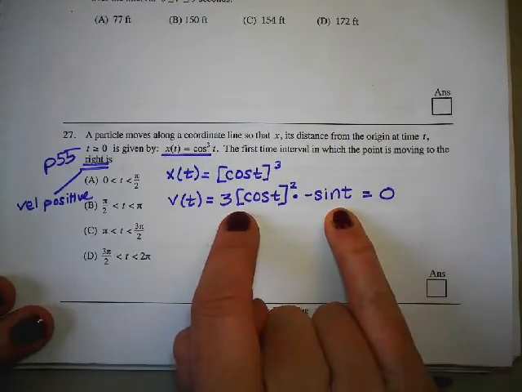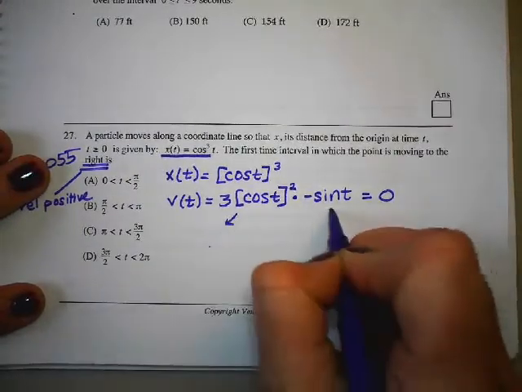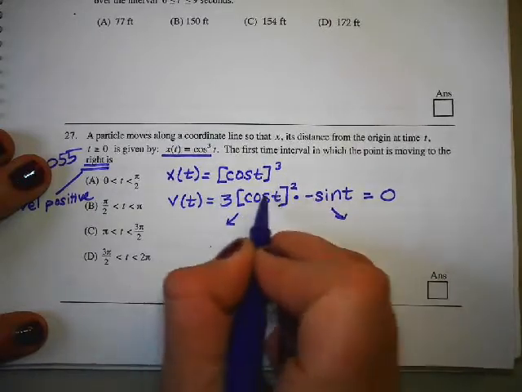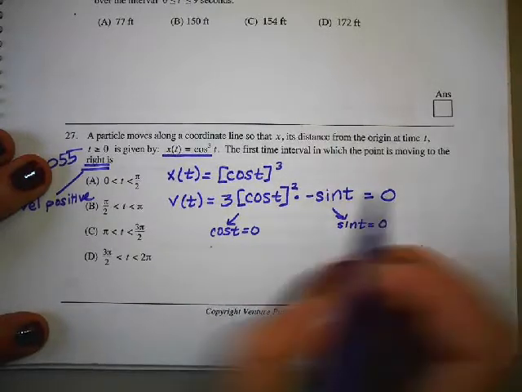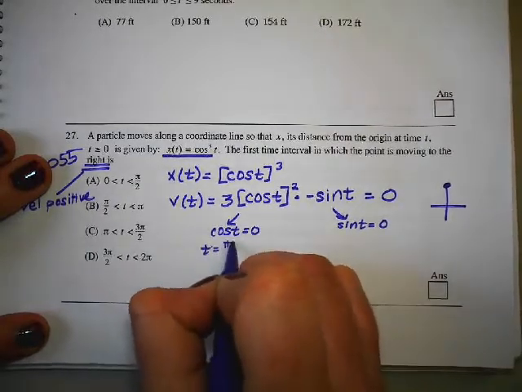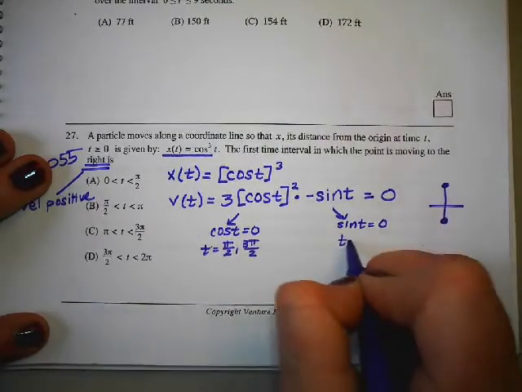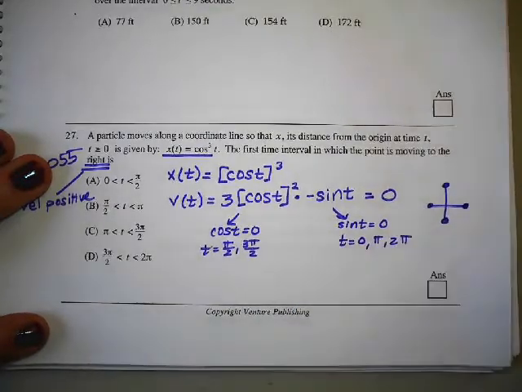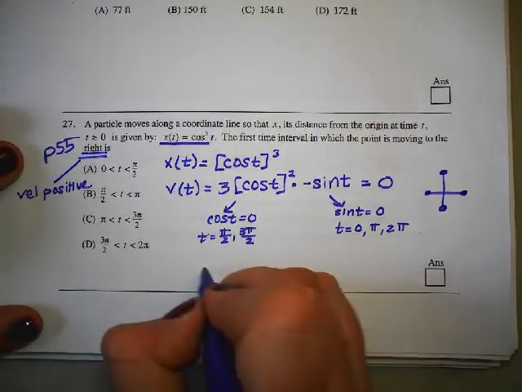Well, right now, I have two things multiplied together to equal 0. So to solve for t, I just set each term equal to 0. I'm asking myself, when does the cosine equal 0? And when does the sine equal 0? Well, if I think about my unit circle, the cosine is 0 at pi over 2 and down here at 3 pi over 2. The sine is 0 at 0, at pi, and at 2 pi. And I could keep going around and around forever, but glancing at my answers, they only go up to 2 pi, so I'll stop there. So that's when the velocity is 0.